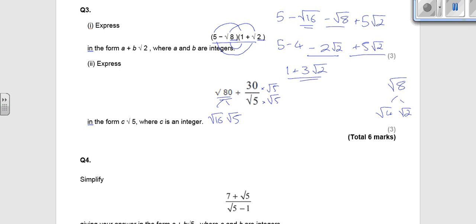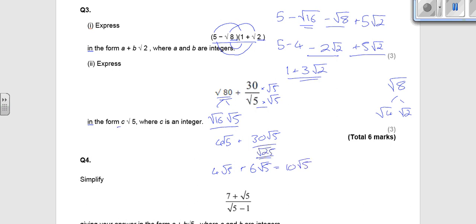And then if we do that, root 16 root 5 goes down to 4 root 5. And then this one here goes to 30 root 5, and then root 5 times root 5 is going to be root 25. And then we've got to simplify that a little bit more. So 4 root 5 plus, now 30 root 5 we can't simplify, but square root of 25 is 5. So 30 divided by 5 is 6. So it's going to be 6 root 5. So we've got 4 root 5 plus 6 root 5, which equals 10 root 5.